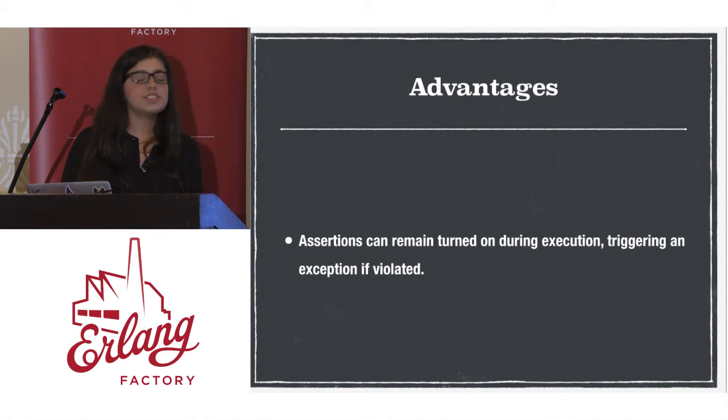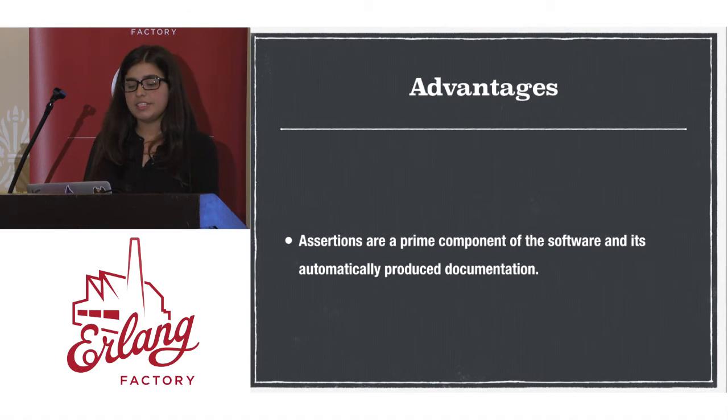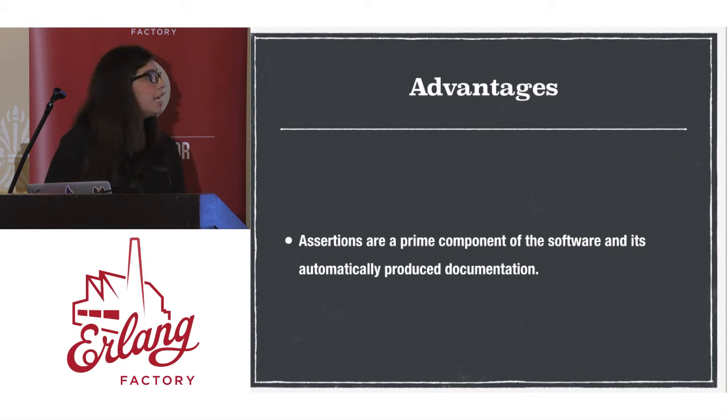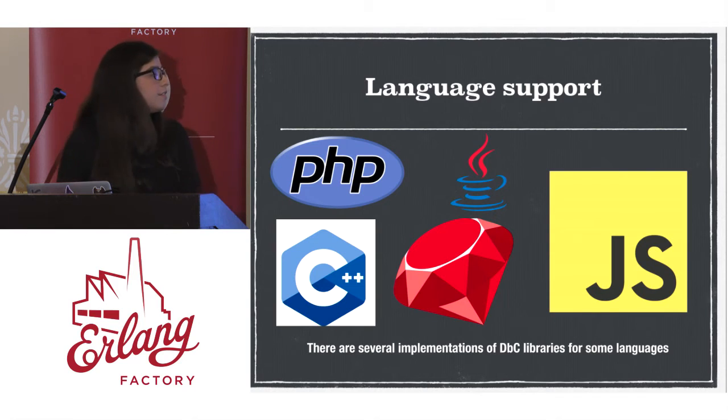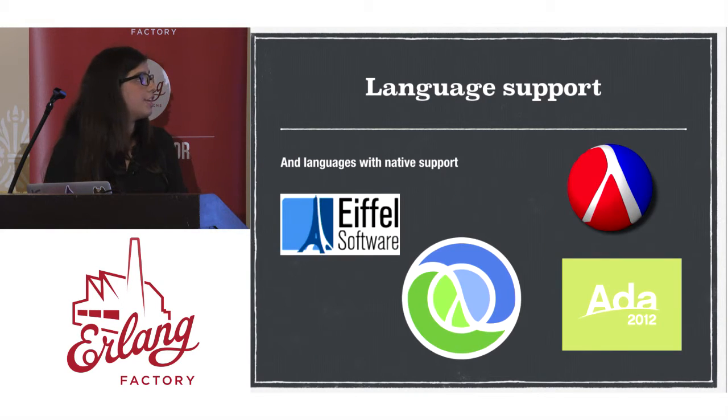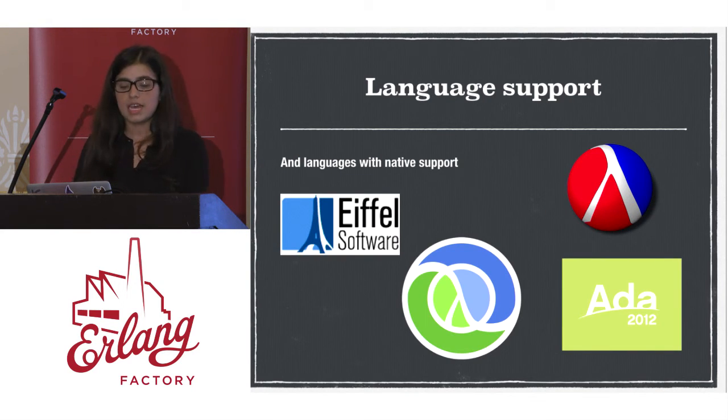Also, assertions can remain turned on during execution, triggering exceptions if violated. And assertions are a prime component of software, and it automatically can produce documentation. So for language support, there are several implementations of the design by contract libraries for some languages, like PHP, C++, Ruby, Java, and JavaScript. And there are also several languages that have native support for design by contract, like Clojure, Racket, Ada, or Eiffel.